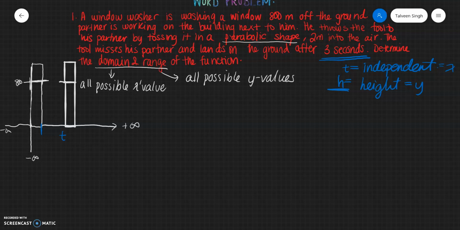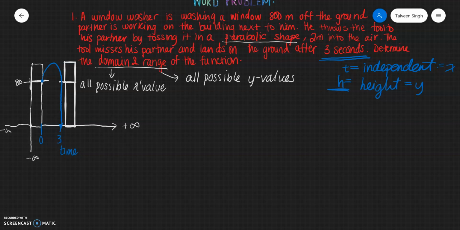Draw your diagram out. It starts off here at time 0. We know that's when he starts to throw it, right? He throws it up into the air. It misses this guy, and it comes and lands on the ground here, right? So that's clear. This time that it lands, he says, is 3 seconds.